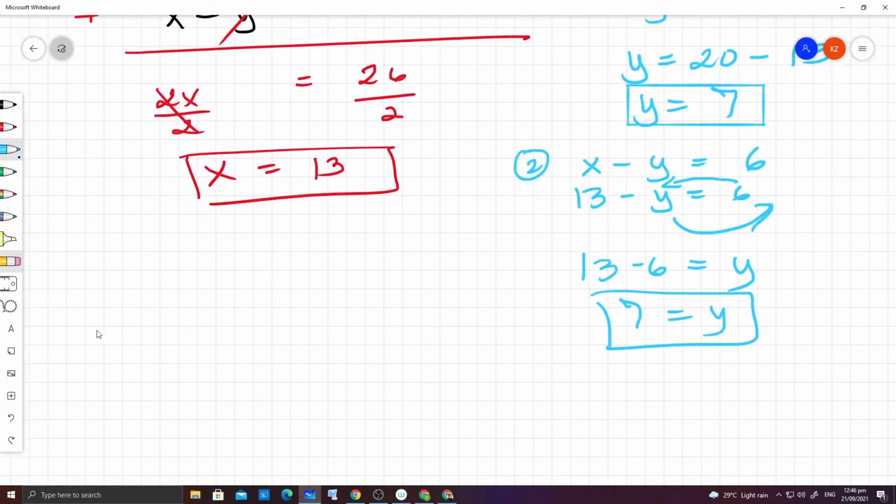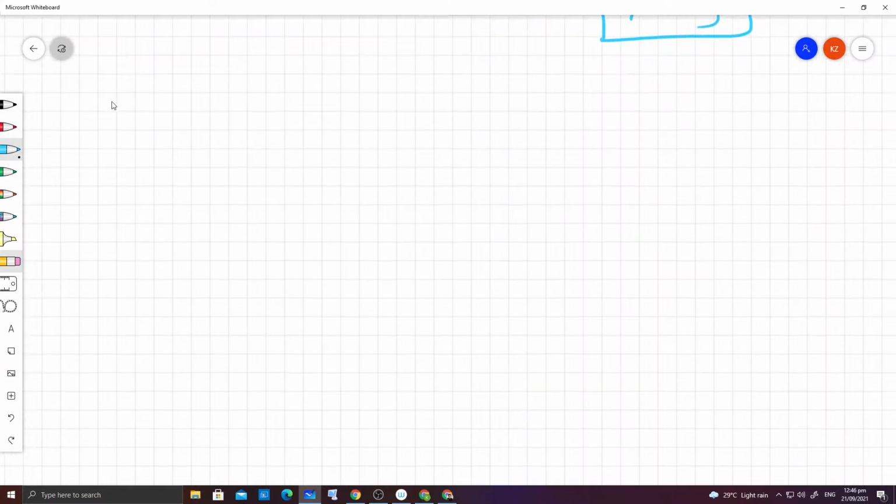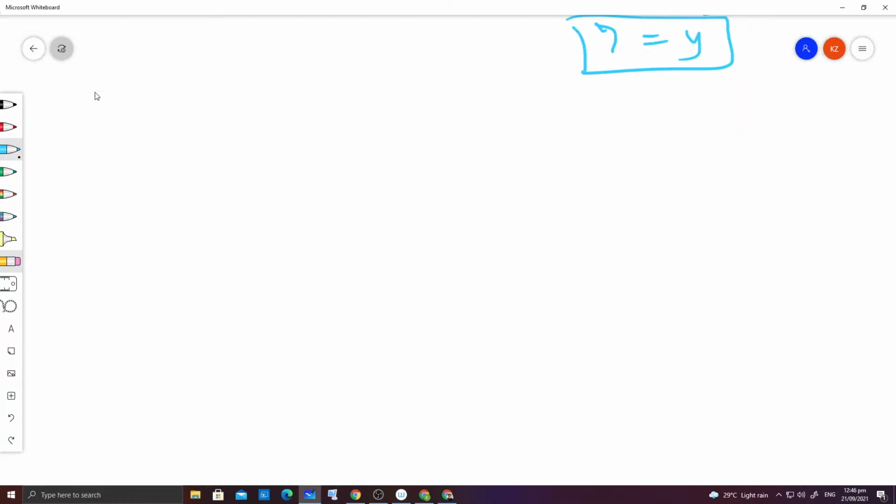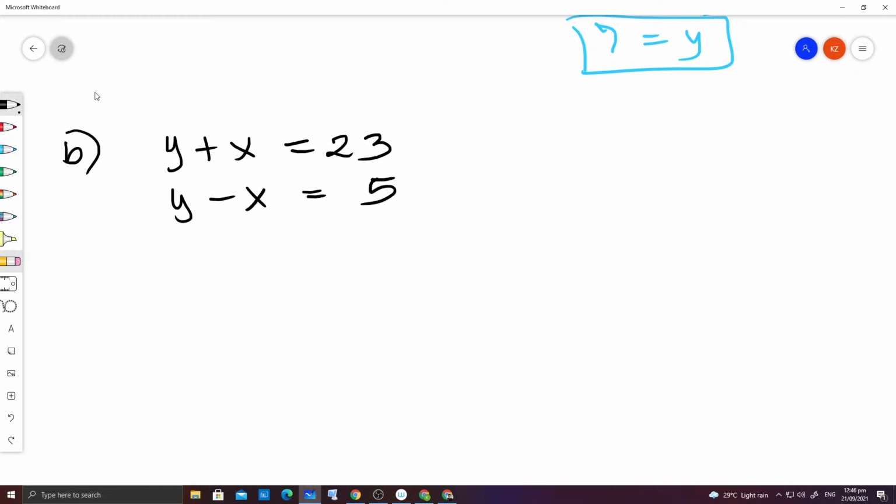Okay, next. I will teach until 1:15, for 45 minutes, because I have a lot of examples here. So letter B. Let's proceed. So we have y plus x equals 23, and then y minus x equals 5.